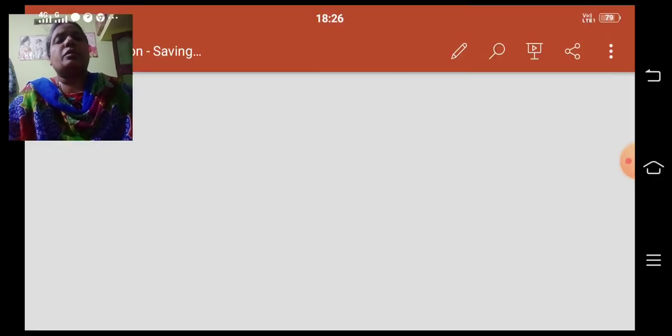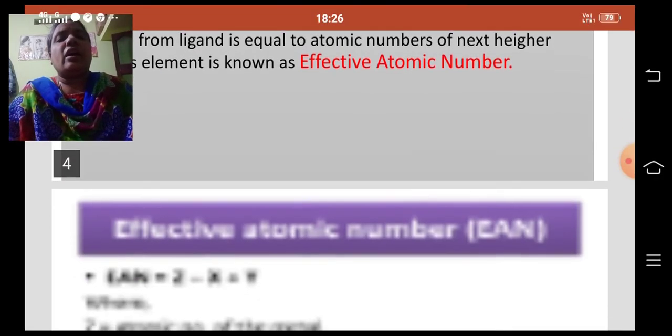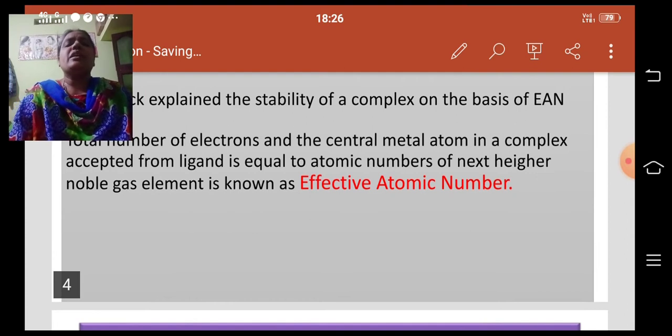Next, Sidgwick also explained the stability of the complexes. The stability of the complexes is explained by him on the basis of the effective atomic number, that is, on the basis of the EAN rule. So what is meant by EAN? Effective atomic number. What is meant by effective atomic number?